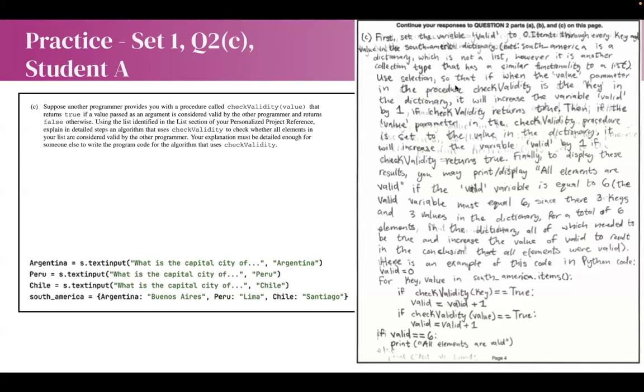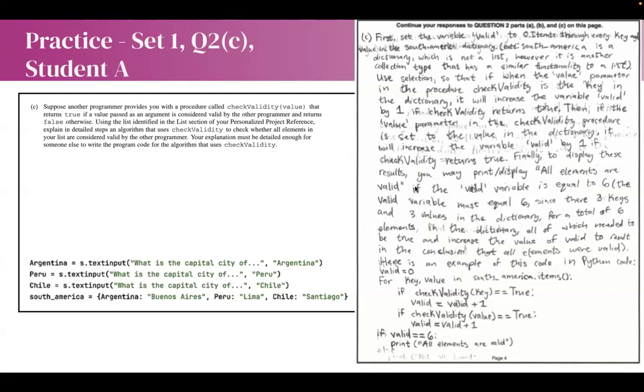Use selection so that if the value parameter in the procedure check validity is the key in the dictionary, it will increase the variable valid by 1 if check validity returns true. Then, if the value parameter in the check validity procedure is set to the value in the dictionary, it will increase the variable valid by 1 if check validity returns true.